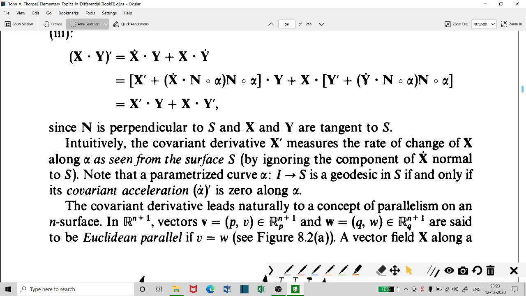You can easily prove this. Now in the next class we will discuss the two kinds of parallelism, Euclidean parallelism and Levi-Civita parallelism.